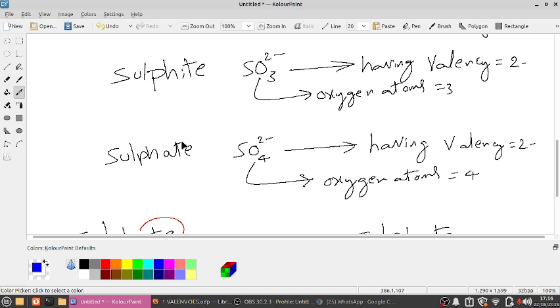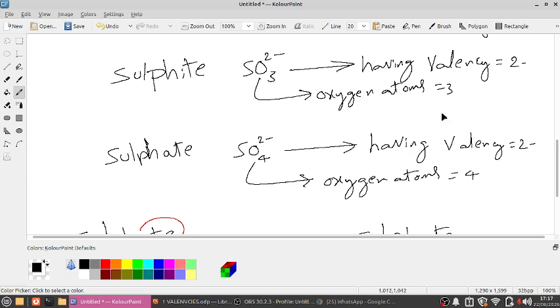And also here it is shown to be sulphate. Sulphate is SO4 2 minus. It is also having the same valency of 2 minus. See, both sulphite and sulphate have valencies of 2 minus. But the number of oxygen atoms is going to be different. For sulphate there are 4 oxygen atoms, but for sulphite there are only 3 oxygen atoms.